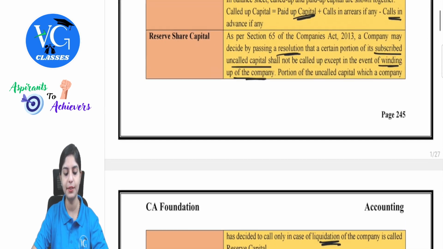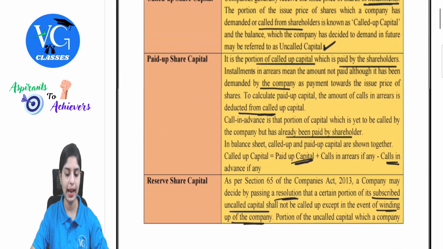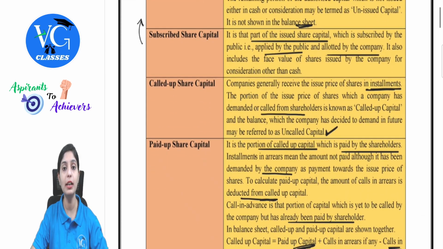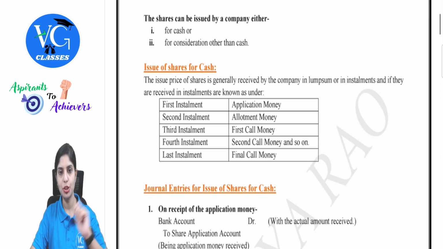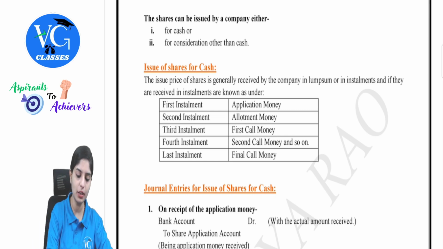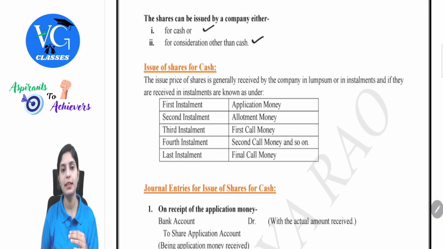So, as the name itself says, there is a purpose for which this reserve is maintained. This is part of subscribed uncalled capital which will be called up by the company only in the event of liquidation of a company. So these were the categories of capital. I hope you got a proper idea about each one of them. Now, the shares, as I mentioned, can be issued by a company either for cash or for consideration other than cash. First, we will understand the accounting treatment if the shares are issued for cash.